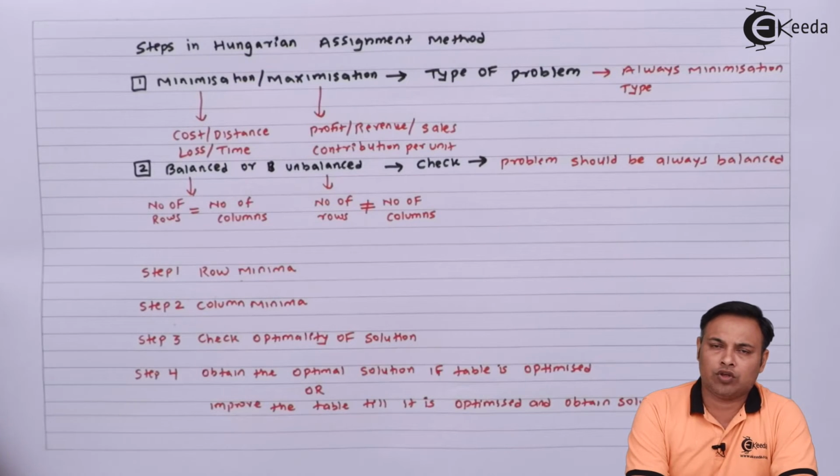Remember, zeros are the positions which are most favored while making the assignments because they will ensure that your overall cost is minimized or your solution is optimized. Let's learn these steps 1, 2, 3 and 4 with an actual problem.